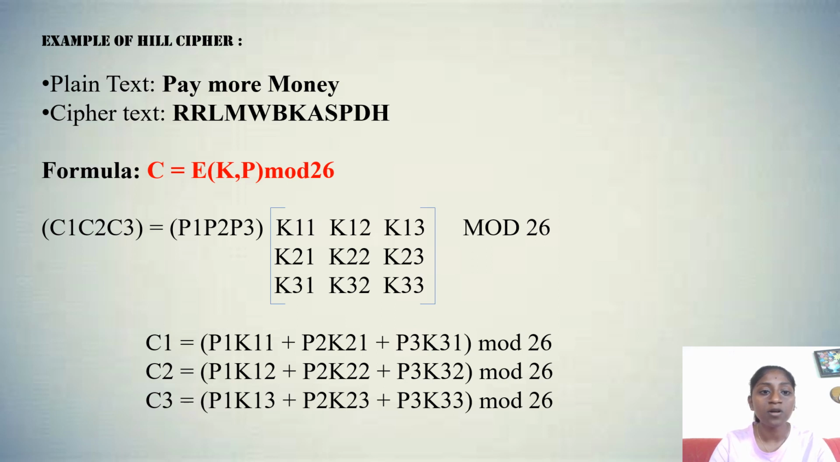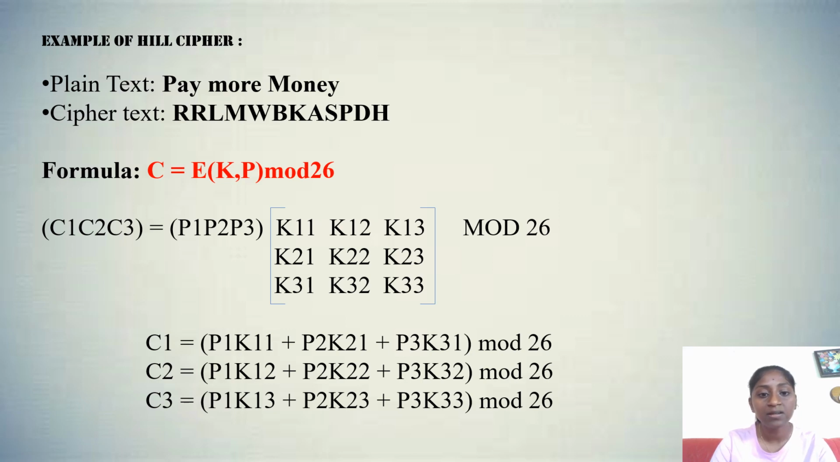Here is an example of Hill cipher. We have taken a plain text, pay more money. The cipher text when we convert these is, for pay it is RRL, for more it is MWBK, and for money it is ASPDH. Here is the formula wherein we get this. The formula for the Hill cipher is that C is equal to E of K comma P mod 26.